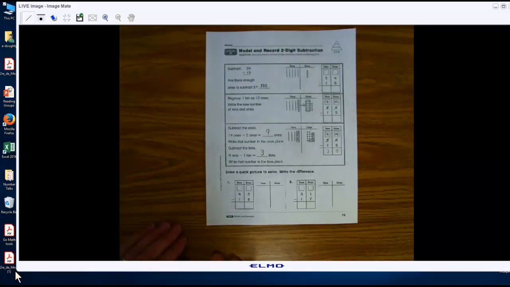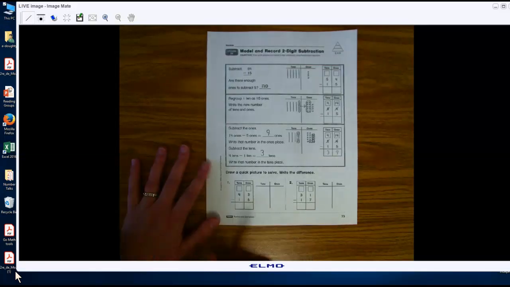So on these, you do have to show the drawing, whereas on the other one, we did not. But these, you do have to show the drawing. I want to make sure that you know what you're doing. So number 1, I'm going to do with you.